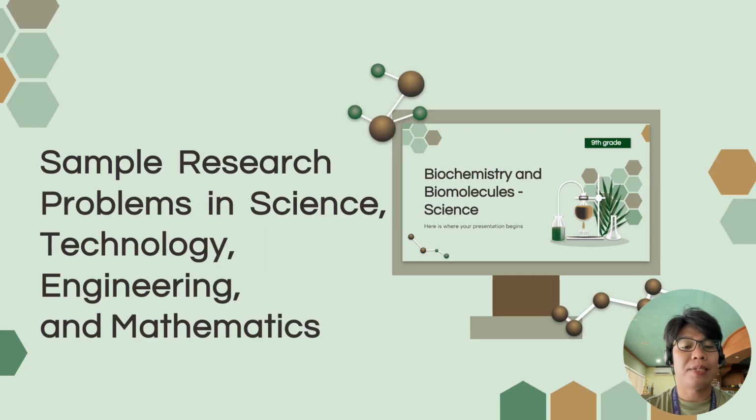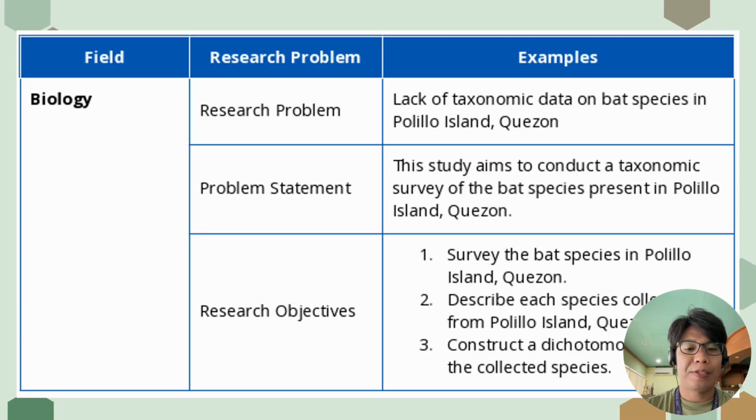Then sample research problems in science, technology, engineering, and mathematics. So the next slides contain sample capstone research projects that you can use as inspiration or reference for you to think about the capstone project that you want to propose in this subject. Okay, we have sample research in the field of biology and its research problems such as lack of taxonomic data on bat species in Pulido Island, Quezon. And from that, you can formulate the problem statement and the research objectives.